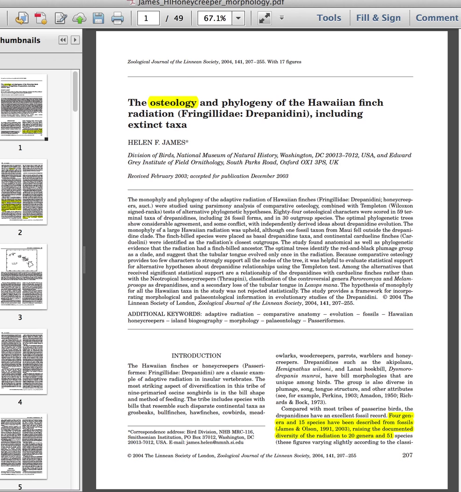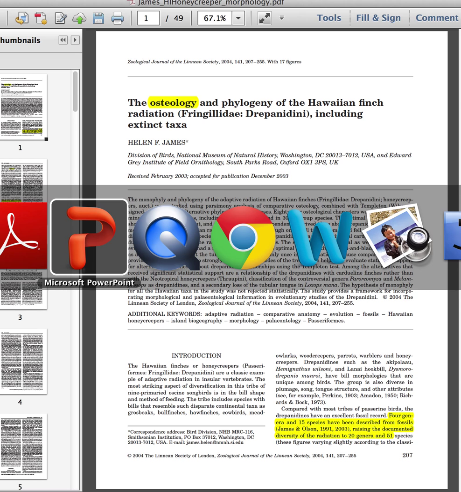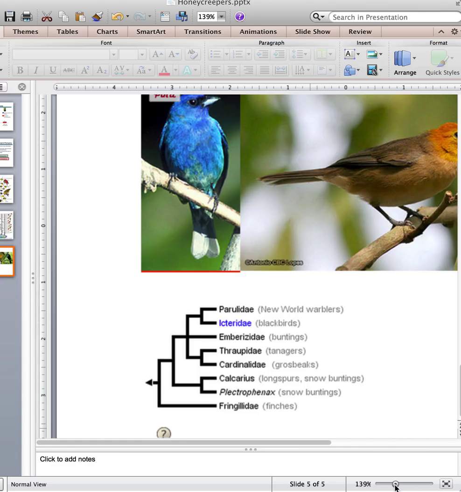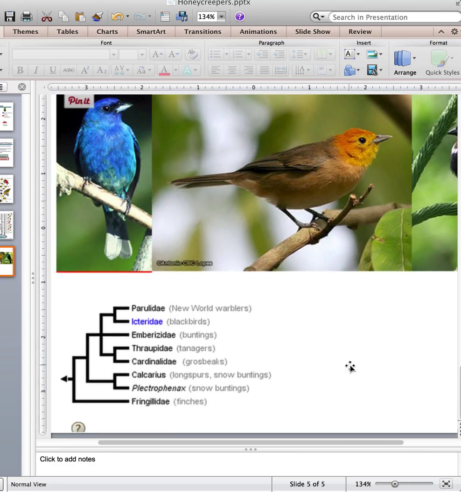So as you read, you want to define words you don't know. I already told you what osteology is if you didn't know. Nine-primaried oscines are a group of songbirds that have 9 easily visible primaries, and they have a 10th reduced one. This is actually a pretty well-defined group, or it has been. I haven't checked in the most recent phylogeny that came out in December if that's still a good group or not, but it includes warblers, blackbirds, buntings, tanagers, grosbeaks, longspurs, snow buntings, and fringillid finches.